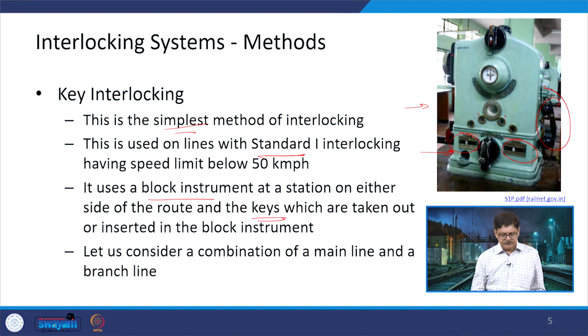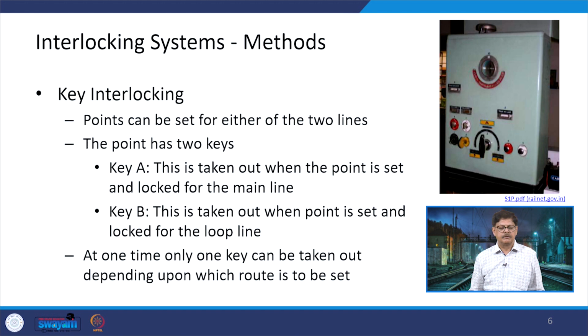So let us discuss a combination of the main line and the branch line to understand how this block system and the key system works. So the very first thing is the points can be set for either of the 2 lines. It may happen that the train is moving on the main line or it has to go on a branch line. So on the basis of that, whatever type of movement is going to be allowed, at this point the points and switches are going to be operated, they are going to be set.